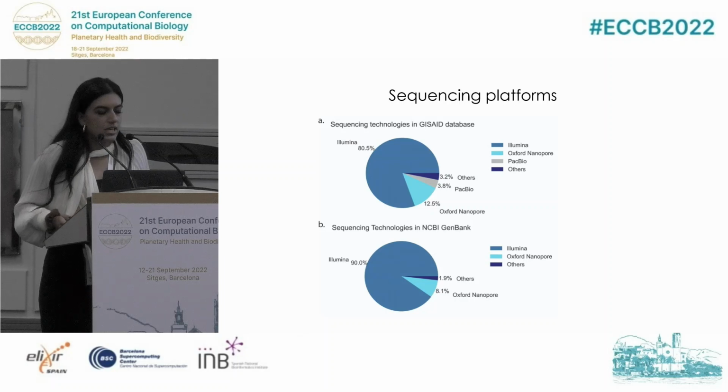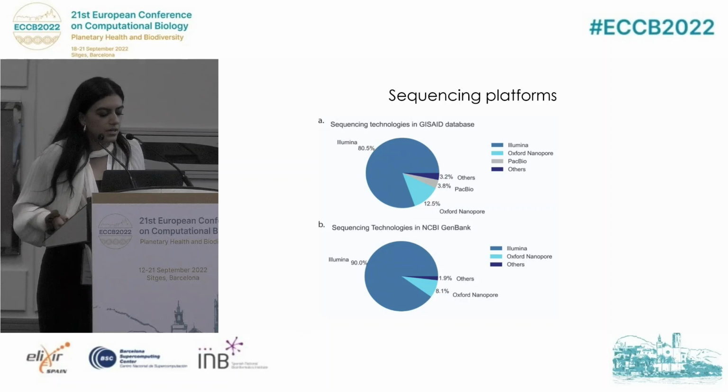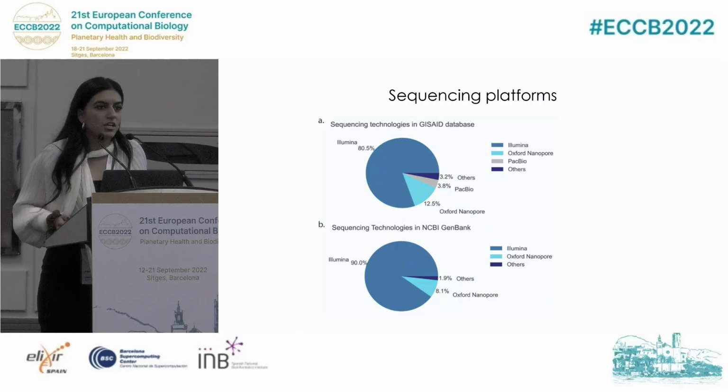Now, when we take a look at the sequencing platforms which are utilized to sequence the genomes uploaded into GISAID and NCBI GenBank, you can see that the most popular platform for sequencing, as you might expect, is Illumina, which contributed to 80% of sequencing data. Interestingly enough, Nanopore is the second most popular platform, which contributed more than 10% of sequences and was three times more popular than PacBio.